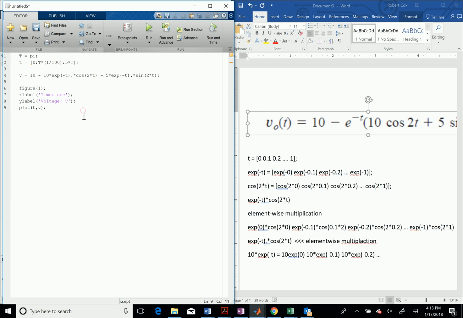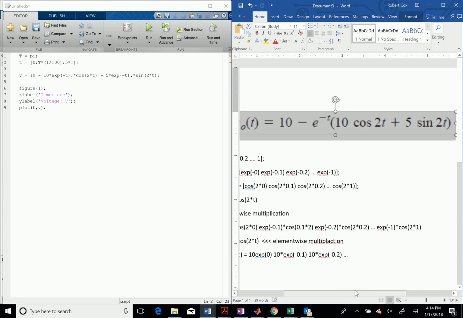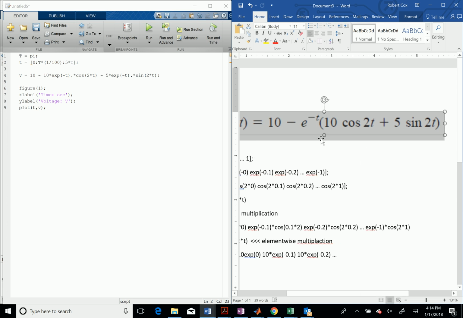Okay, so I've defined my time vector. Again, we're going to give that to you guys. Now what I need to do is create this voltage that I've got over in my Word document here. The way I do that is I say, okay, well, I need 10 minus, now what have I done? I've expanded each of these two terms, this one and this one. So I'm saying that this one is 10 times exponential minus t times cosine 2t. So that's what I've got here.